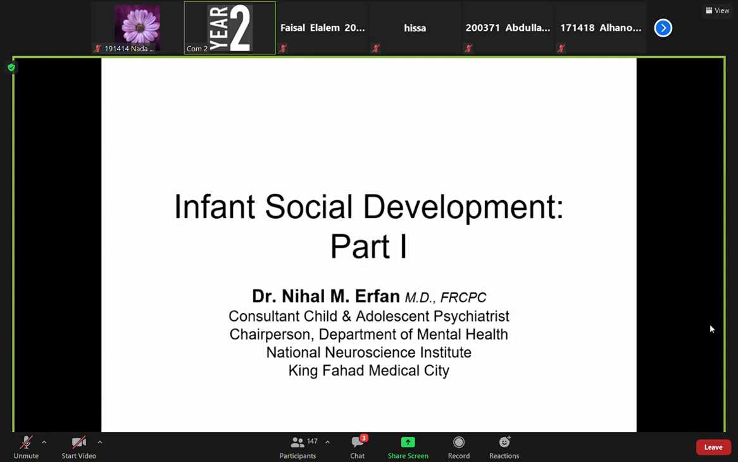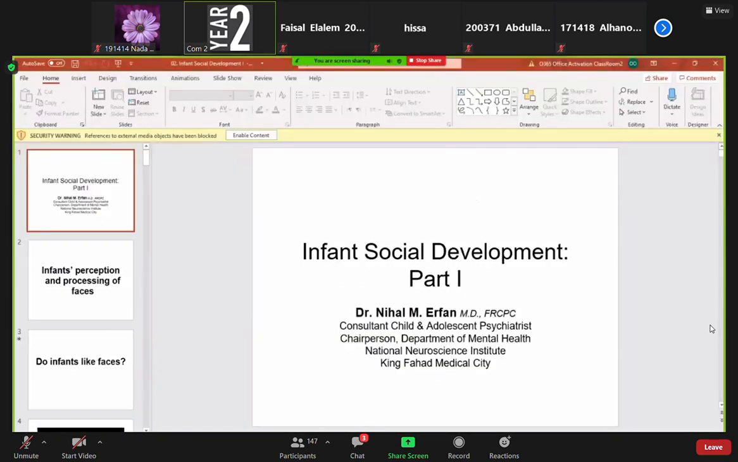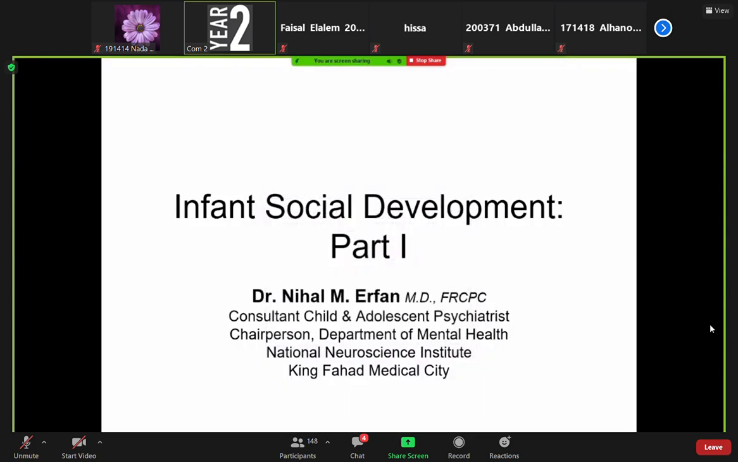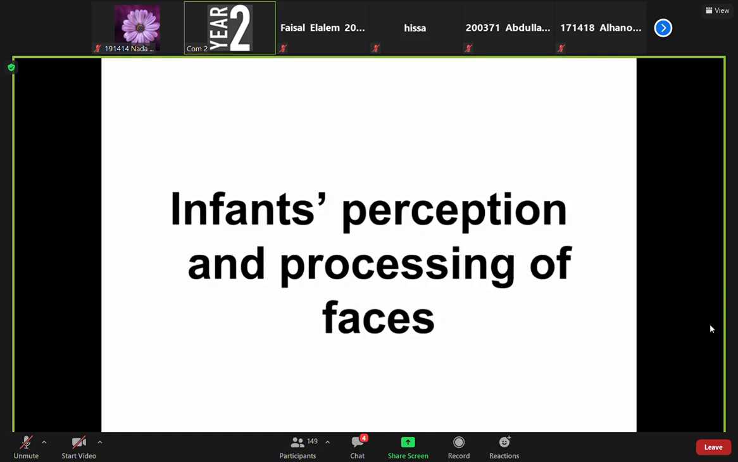So we use our senses to figure out what's going on in our environment and we assess danger. Okay, how do we manage this? Does anyone know? All right. So we look at how people process faces.